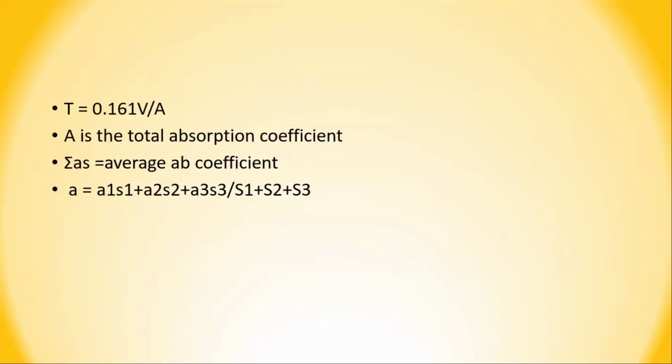Where A I will be telling as the total absorption coefficient. Somewhere in the numerical you will also be asked to find the average absorption coefficient, right? So I have given the formula for finding the average absorption coefficient A as A1 S1 plus A2 S2 plus A3 S3 upon S1 plus S2 plus S3, where this S1, S2, S3 are the surface areas of the different types of material that are there on the wall, right? So we'll be using, in short, these two formulas, first and the last one, while doing the sums.